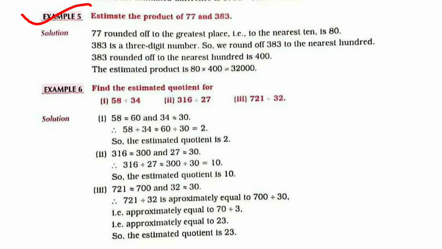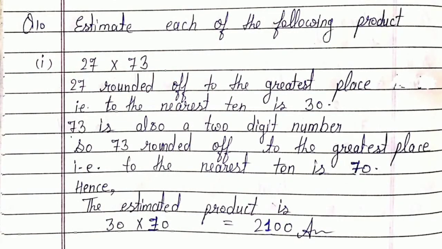With the same method, we will try to solve the questions given in the exercise. Question number 10, first part. 37 rounded off to the greatest place, that is to the nearest 10, is 30. 73 is also a 2-digit number, so 73 rounded off to the tens place will be 70. Hence we will multiply these two rounded off numbers. The estimated product will be 30 multiply 70, which is equal to 2100.